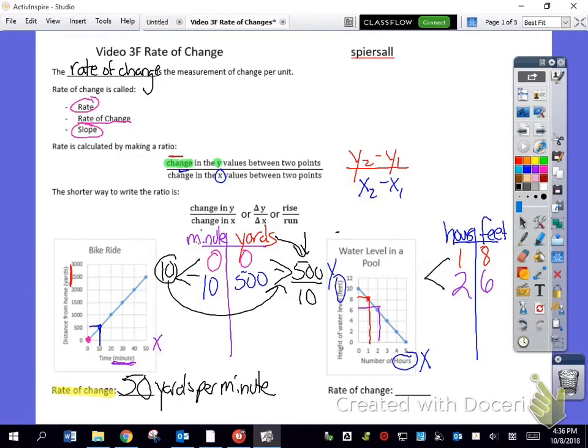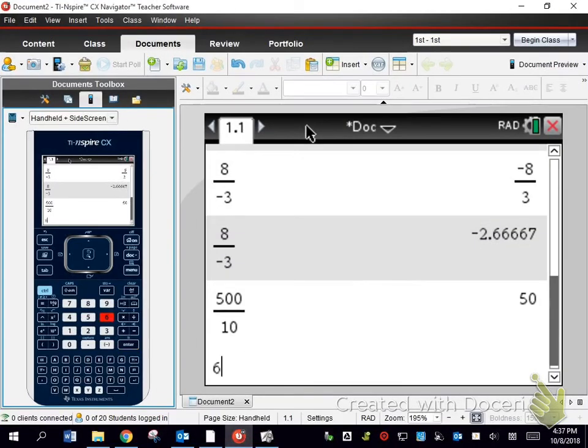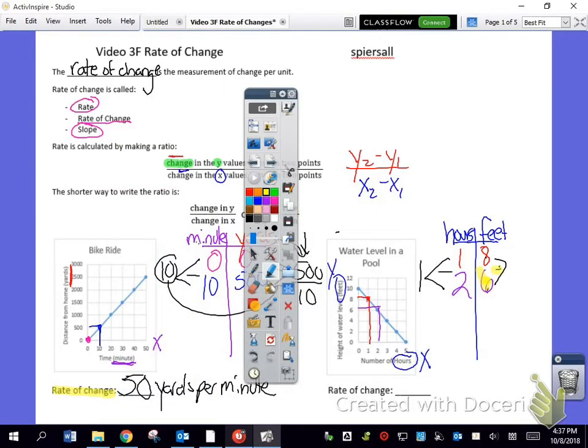Okay, and then subtract. So 2 minus 1 is 1. 6 minus 8. Again, remember that you're putting in the 6 first. So 6 minus 8, and you get negative 2. So this is a negative 2, and then you divide by 1, and so the answer is negative 2. Now, that makes sense. It's negative because it's decreasing. So anytime you have a decreasing graph, it will be negative.